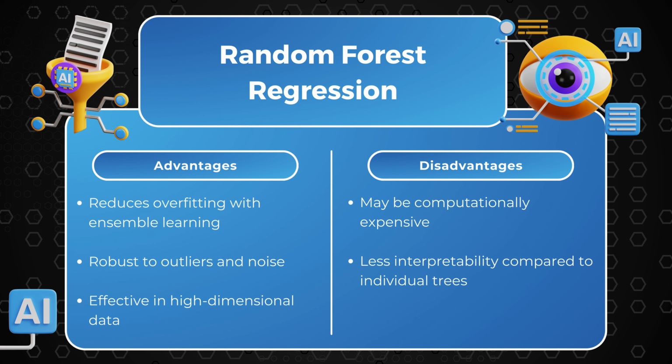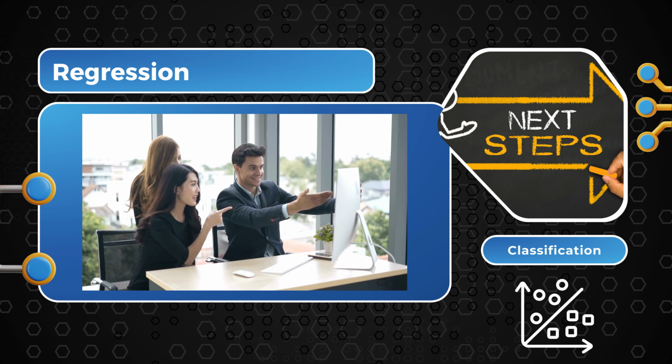And finally, Random Forest Regression. Advantages: reduce overfitting through ensemble learning. Robust to outliers and noisy. Effective in handling high-dimensional data. Disadvantages: may be computationally expensive. Lack of interpretability compared to individual trees.